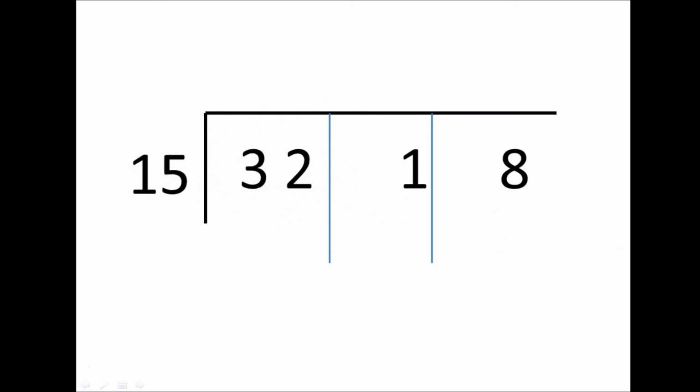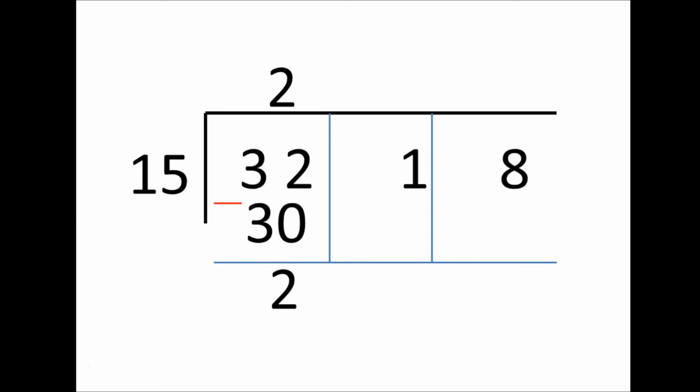So 15 times 1 is 15. 15 times 2 is 30. 15 times 3 is 45. So the closest number we're going to have is 2, because 15 times 2 is 30. So if we subtract those two numbers, we're going to get 2. So now we're going to take this 2, we're going to give it to the tens place right here, and we have this 21. So now we continue on.